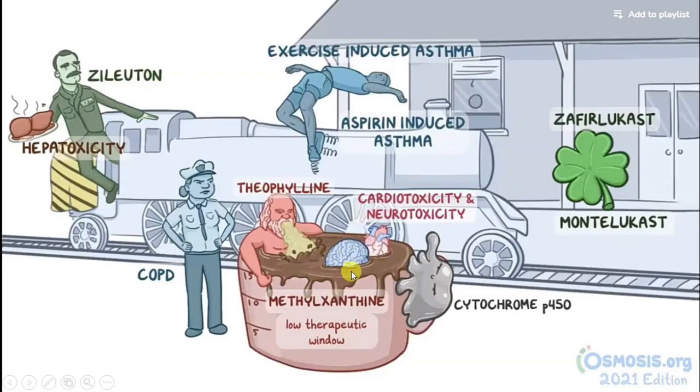A human heart and a brain are also floating inside to help you remember the cardiotoxicity and neurotoxicity. Finally, a chrome-colored cell is climbing over the side of the mug, trying to get a sip of coffee because methylxanthines are metabolized by cytochrome P450.